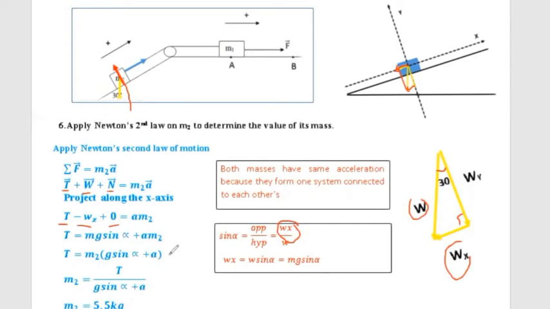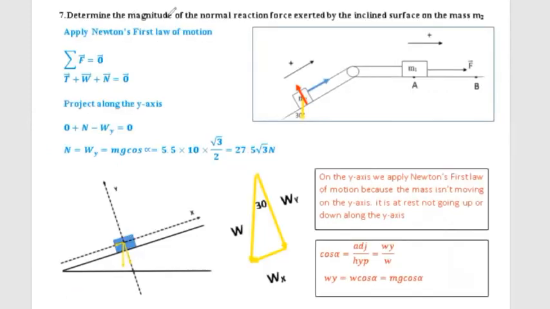In the last part, we want to determine the magnitude of the normal reaction force exerted by the inclined surface on the mass m2. So we want to find this force here, which is along the y-axis. Now, when we projected along the x-axis, the projection of the normal reaction along the x-axis was 0. So we cannot find this force by projecting along the x-axis. We must project along the y-axis. Apply Newton's first law of motion. Why do we apply Newton's first law of motion on the y-axis?